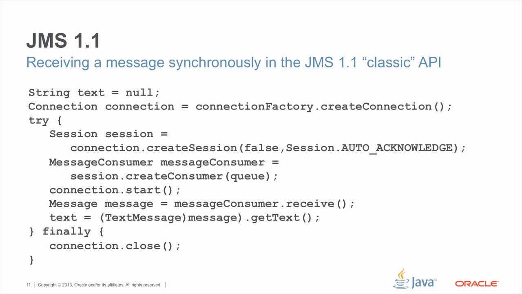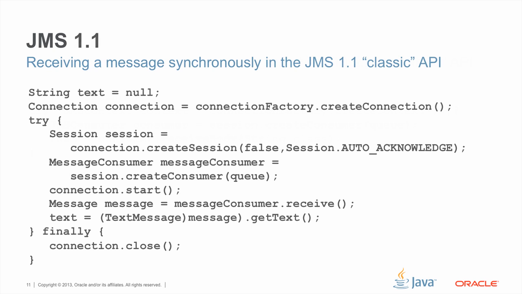Now let's look at the code you need to write to receive a message. In this case, a text message. Okay, here's an example from JMS 1.1 of the code you need to write to receive a message synchronously. By synchronously, we mean we call the receive method, which blocks until the message is actually returned to the code.